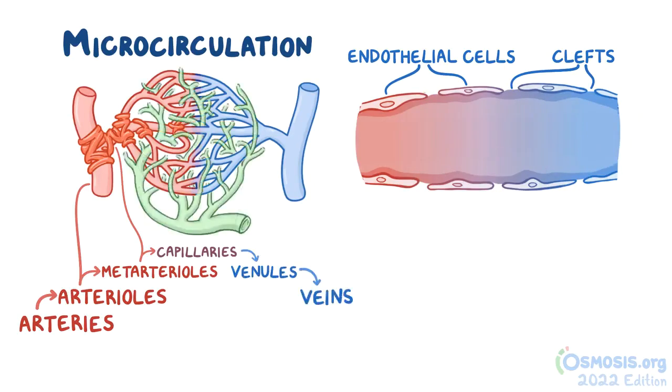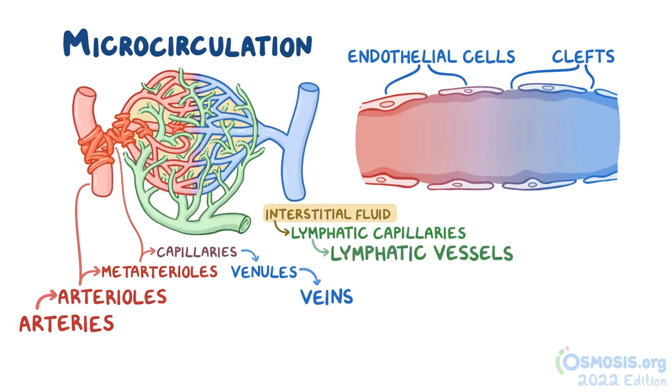Intertwined with these capillaries are the lymphatic capillaries, which return interstitial fluid and proteins to the vascular system. Lymphatic capillaries can also empty into larger lymphatic vessels and eventually into the thoracic duct, which empties lymphatic fluid directly into the large veins. So, arterioles, metarterioles, capillaries, venules, and lymphatic vessels together make up the microcirculation.